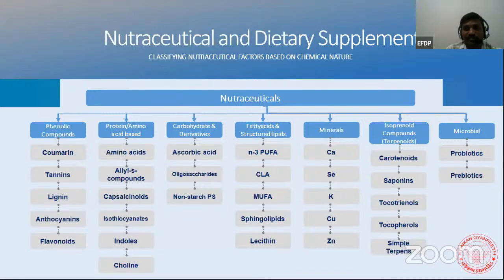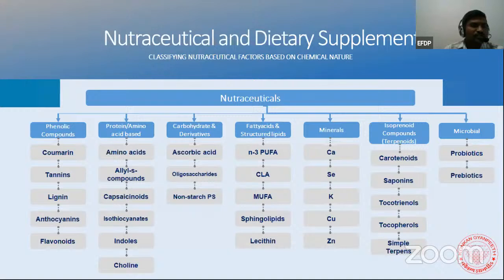Then minerals are evergreen. Among the isoprenoid compounds, nowadays zeaxanthin and astaxanthin are among the topmost molecules of last year. Then microbials are probiotics and prebiotics. Here we have discussed the classification.